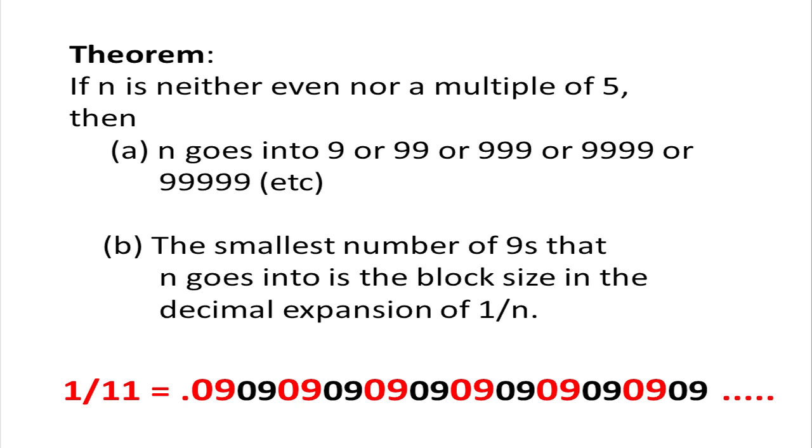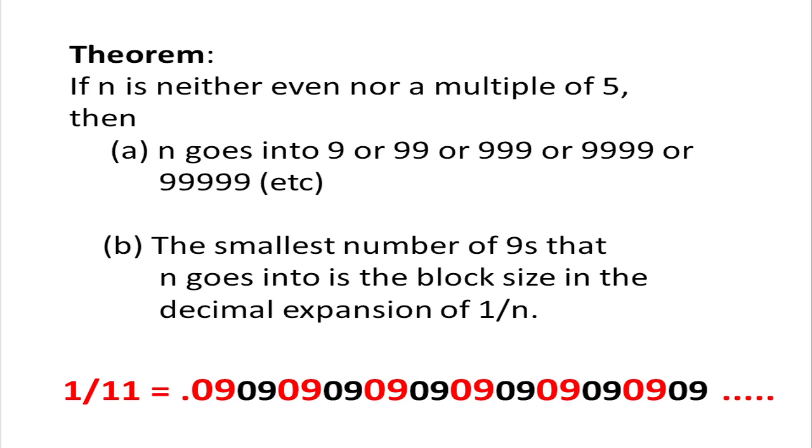Hypothesis, n is neither even nor a multiple of 5. Conclusion, first of all, A, either n goes into 9, n goes into 99, or n goes into 999, etc. And B is the important one. The smallest number of 9s that n goes into is the block size.